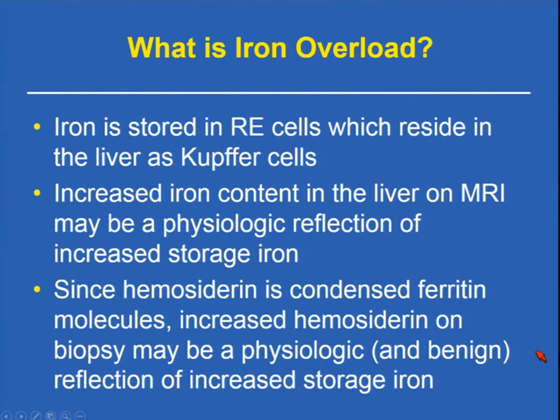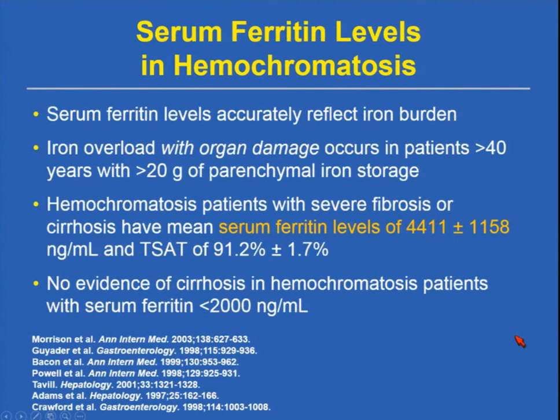As we said before, since hemosiderin is actually condensed ferritin molecules, increased hemosiderin on a biopsy of the liver may actually be a physiologic or benign reflection of increased storage iron and not necessarily a marker for liver damage. If we look at hemochromatosis as a model for iron deposition in the liver.